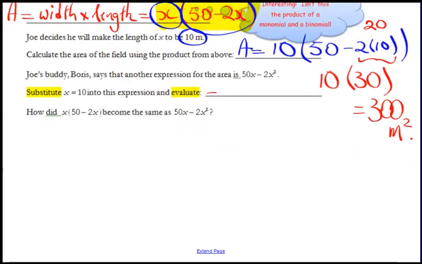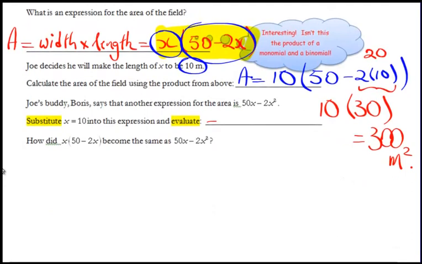Now, let's have a look at the next part here. Joe's buddy Boris says that another expression that could be used is this one here, 50x minus 2x squared. So is Boris correct in saying this? Joe came up with x and then brackets 50 minus 2x. And Boris is saying, well, the area could also be written as these two monomials.